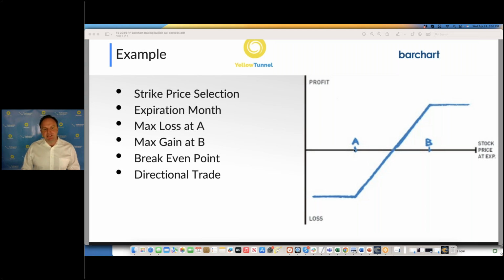And the maximum loss is at strike A, right? You buy an in the money call. Let's say Meta is trading at 450. You're buying 450 and you're selling 460 calls, right? So the maximum loss is the debit that you're paying. So if the stock never goes beyond point A, but is always to the left of A, then this is your maximum loss.